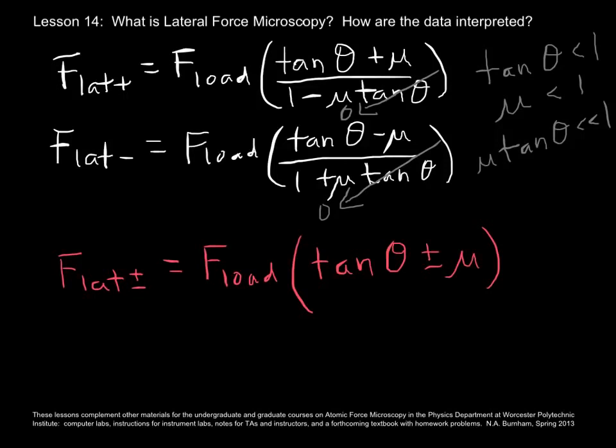This is very nice. Why? This first term, the load times the tangent of the angle, gives us our average value in a friction loop for any given part of the sample, and mu times the load is the deviation from that average.